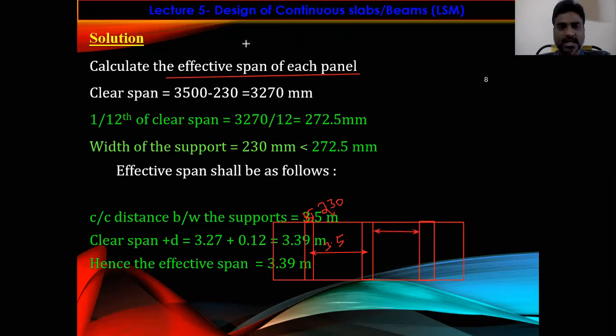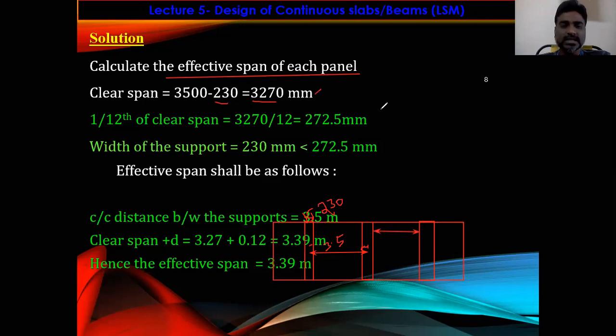How to calculate that? We know the distance from this is 3.5 center to center. So minus this is 230 by 2, minus this is 230 by 2. Right? We will get the inner to inner. That is 3.5 minus 230, we will get 3270 mm. This is the clear span between the beams.